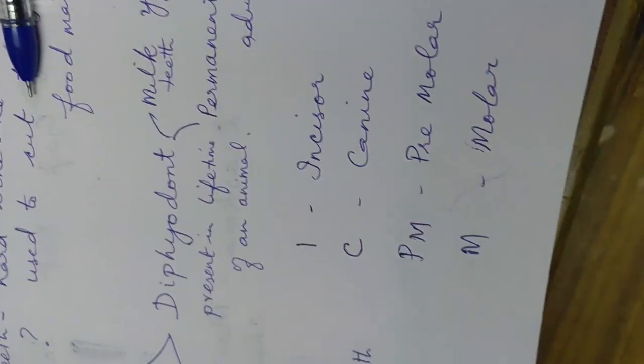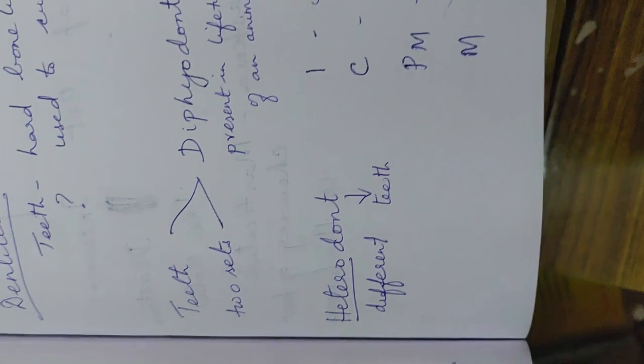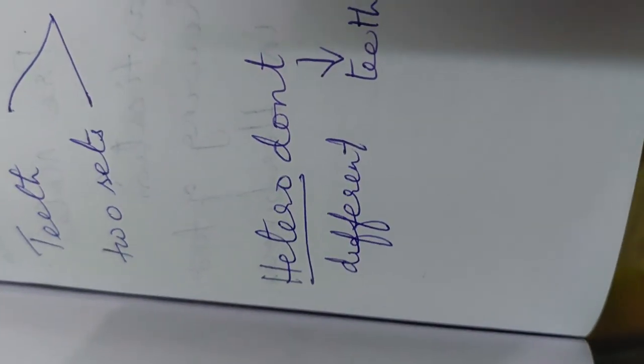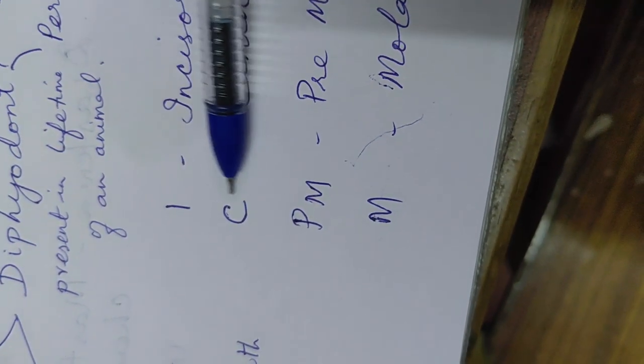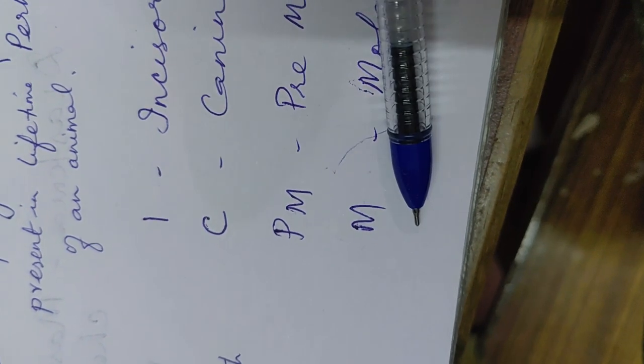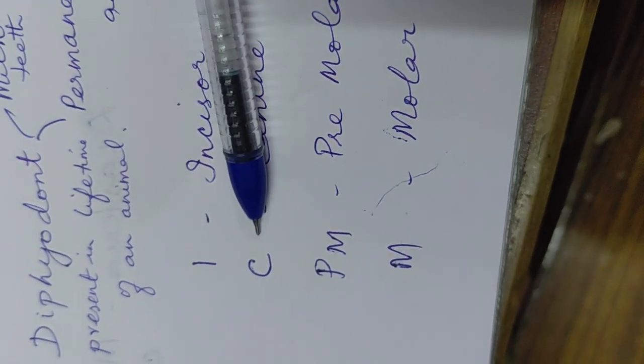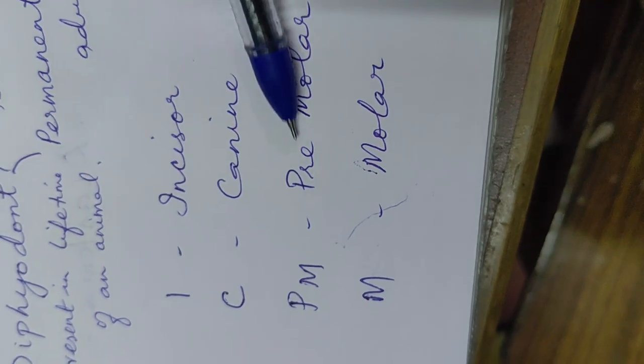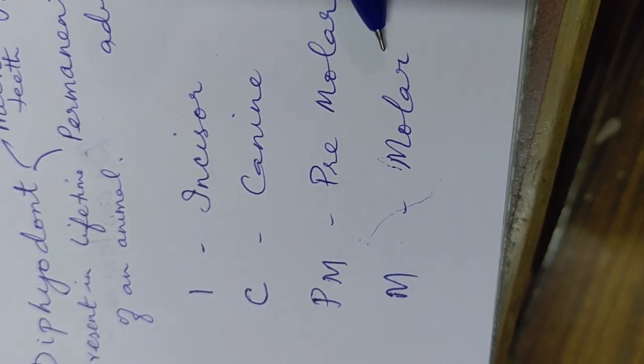Now, one more type we have in a mammal, and that is called heterodont. Hetero means different, dont means teeth. So, mammals have different teeth, and they are called heterodont. What are the different types of teeth? ICPM. I stands for incisor, C stands for canine, PM stands for premolar, and M stands for molar.